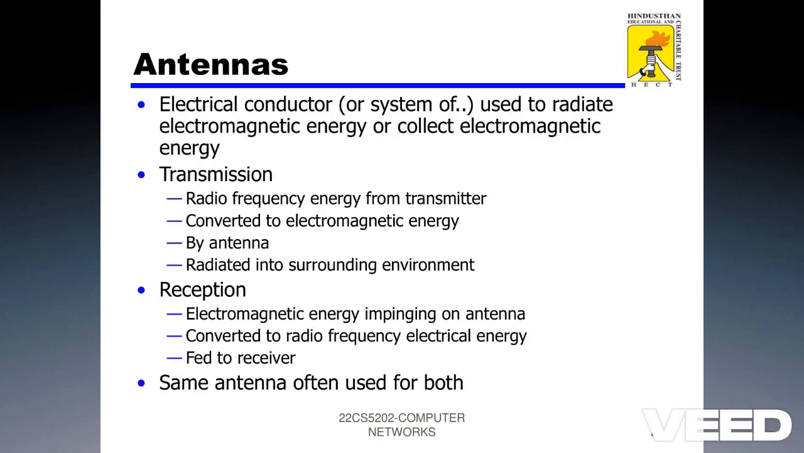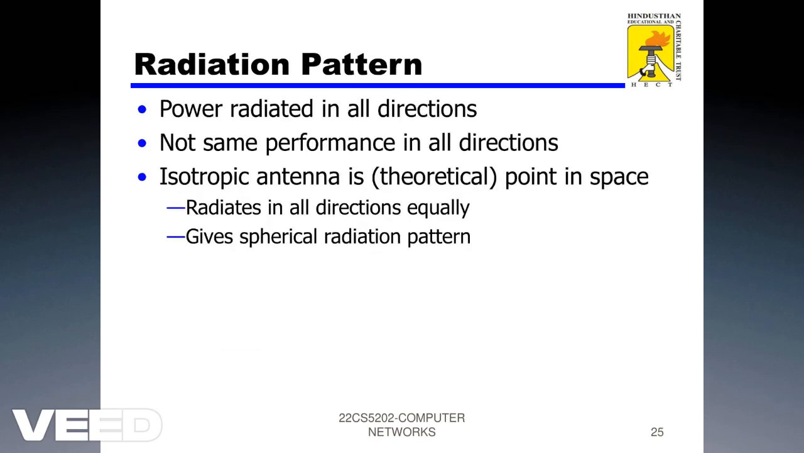First, we are looking at antennas. An antenna is an electrical conductor used to radiate electromagnetic energy for transmission from source to destination. While transmitting, radio frequency energy from the transmitter is converted to electromagnetic energy and transmitted through the antenna. At reception, the electromagnetic energy impinges on the antenna and is converted back to radio frequency electrical energy. The same antenna is used for both transmission and reception.